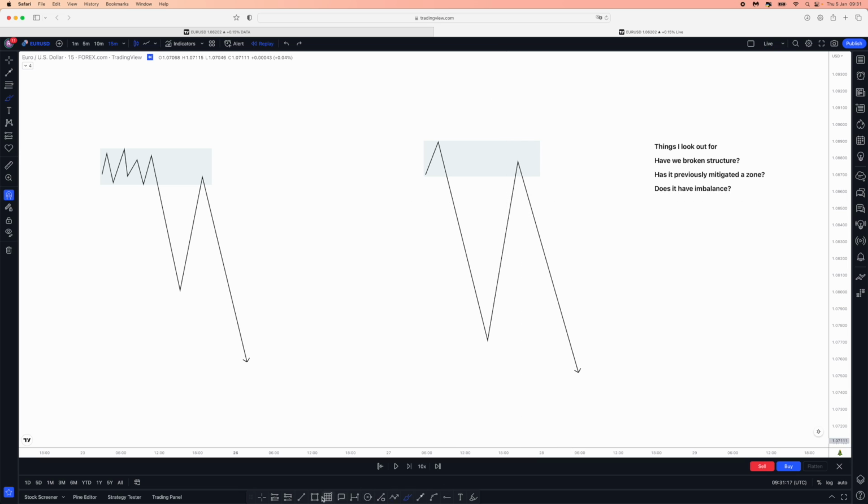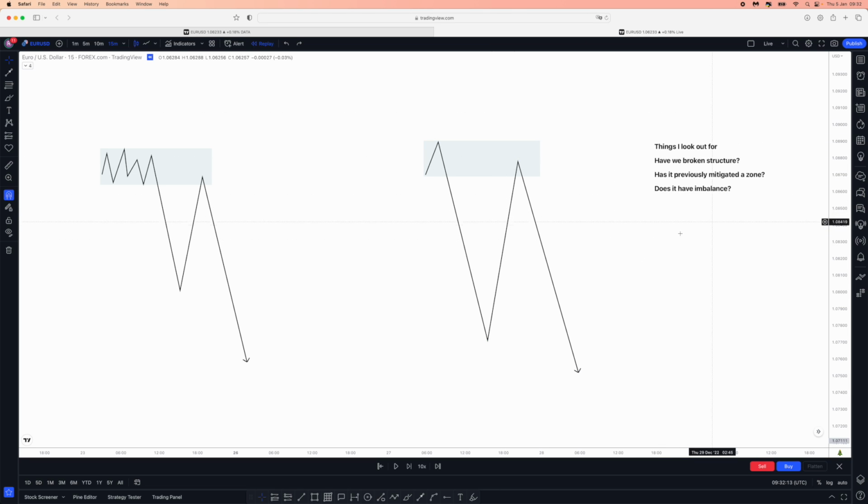And the next one I look for is, have we got imbalance? All imbalance is showing us is that smart money is present, and buyers and sellers are present within the market. Us as retail traders, we cannot move the market. All we are doing is trying to follow the footprint of smart money and get involved within the trades that we are currently looking for.